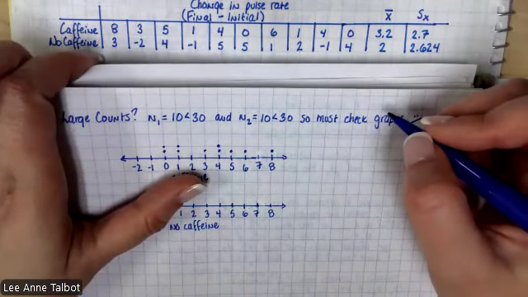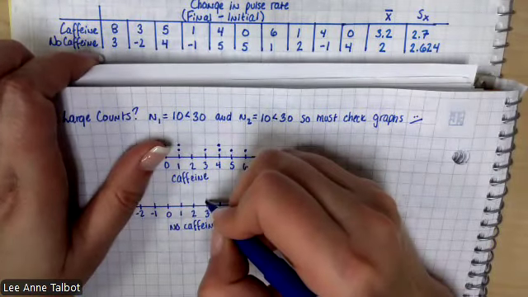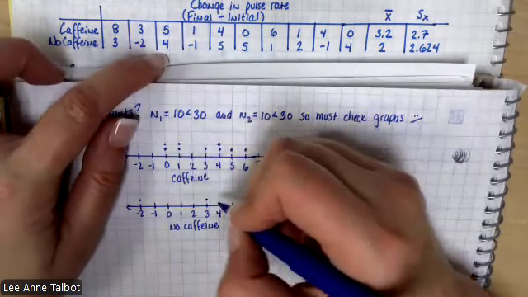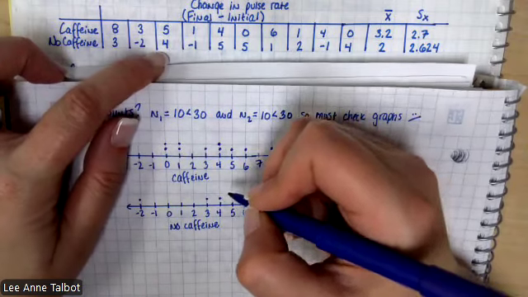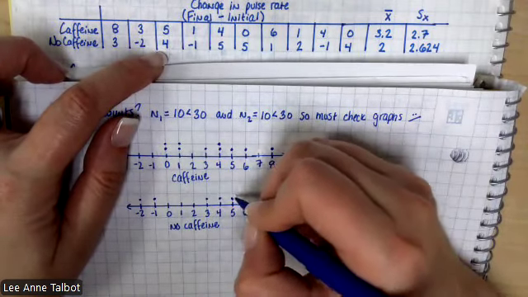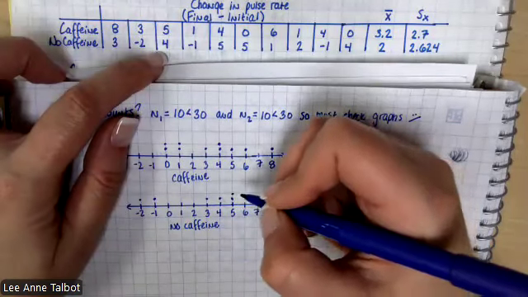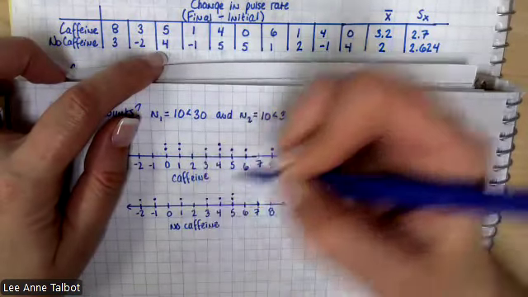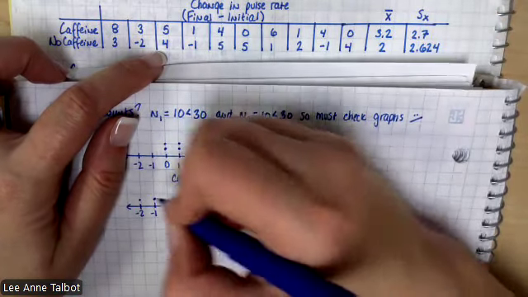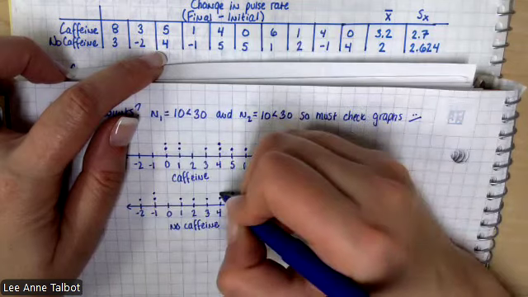Okay. No caffeine: 3, -2, 4, -1, 5, 5, +1, +2, -1, 4.